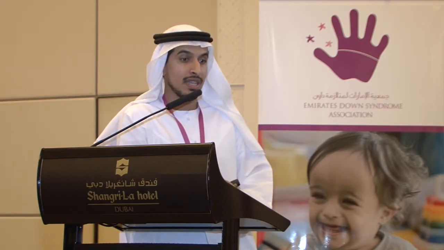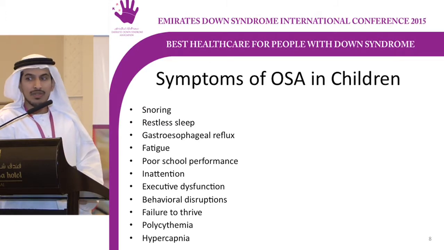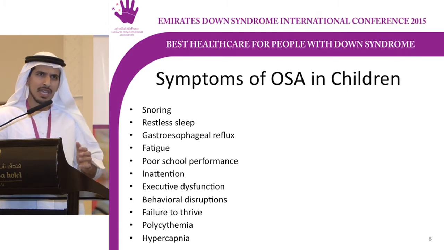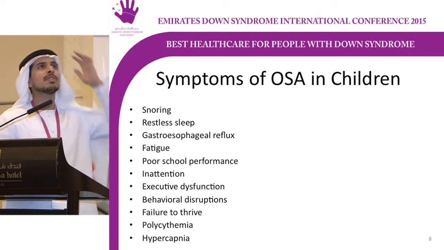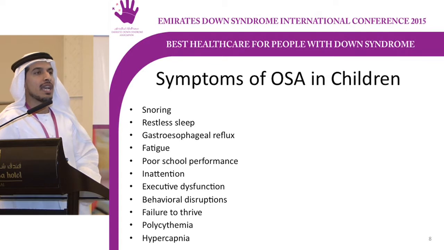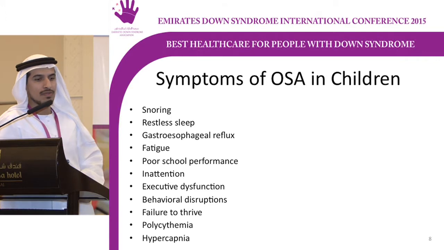What about kids? Snoring is still number one in terms of symptoms, then restless sleep, always turning around. I always hear from the parents that they hyperextend their neck at sleep. They gasp for air, and you see a paradoxical chest-abdomen movement. They're not doing well at school, with poor school performance, behavior disruption, failure to thrive, and again, polycythemia and hypercapnia.